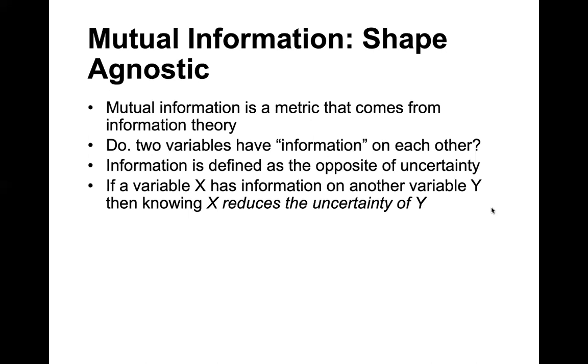Information is actually defined as the amount of uncertainty that's reduced when you know a particular variable. So if x has information on another variable y, that means that knowing x reduces the uncertainty of y. And the question is, how do you measure this uncertainty? One way of measuring uncertainty that we've talked about before is variance. But variance has some specific problems. So in information theory, the amount of uncertainty is measured as something called entropy.